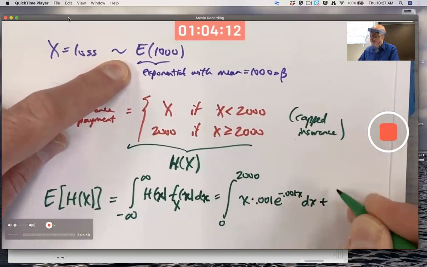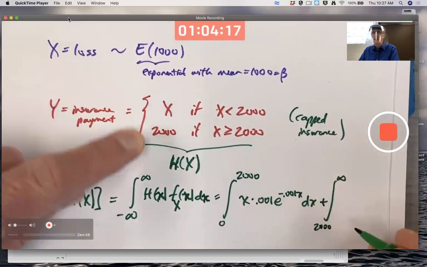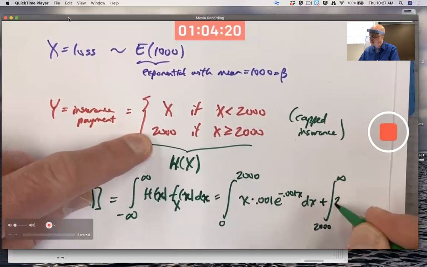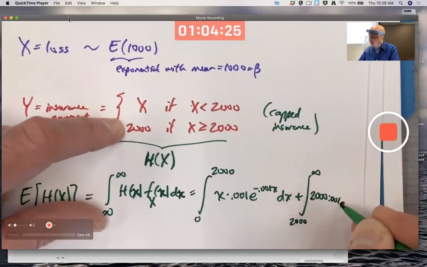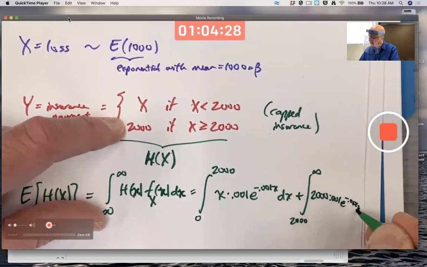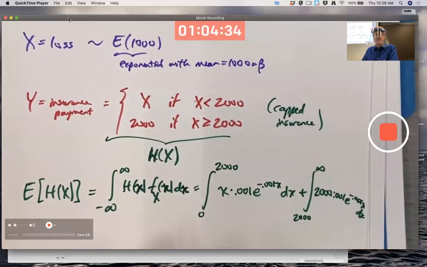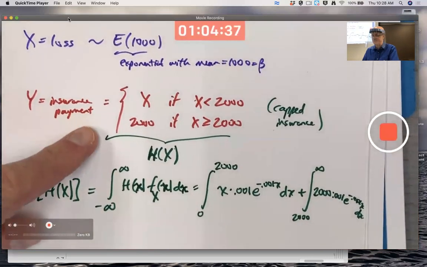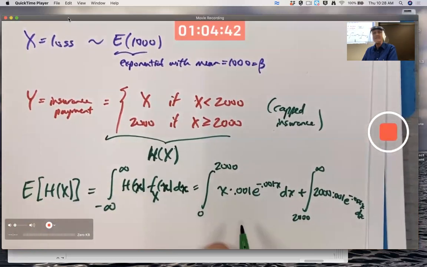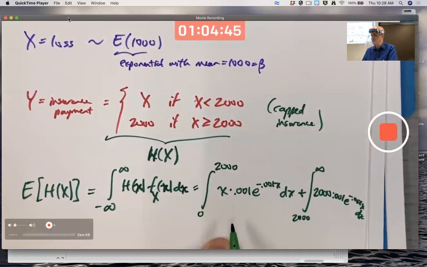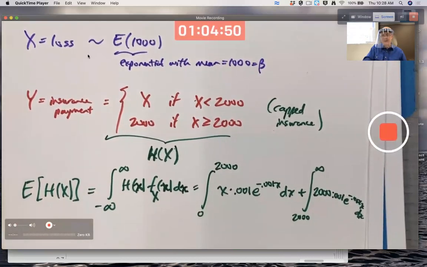But then I have to add the integral from 2,000 to infinity of 2,000 times the PDF. 2,000 times 0.001, I'm running out of space here, e to the negative 0.001 x. Right? I am integrating h of x times f, but I can split that into two pieces because the h function is piecewise. This one you'd have to do integration by parts to do it by hand. This one you wouldn't. For the sake of time, let's just have Mathematica do this.